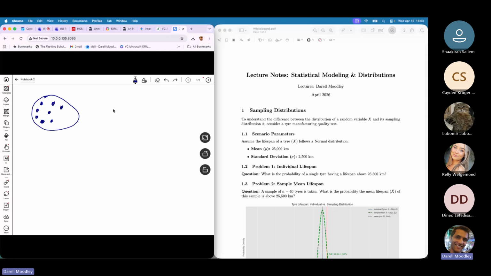Now, from last week, we said that we can let a random variable represent something that we're trying to measure. So for these tires, let's say we're interested in measuring the lifespan of these tires. And the lifespan of these tires will be represented by X. So that's why I use circles, I didn't want to confuse you. So X is the lifespan of a tire.